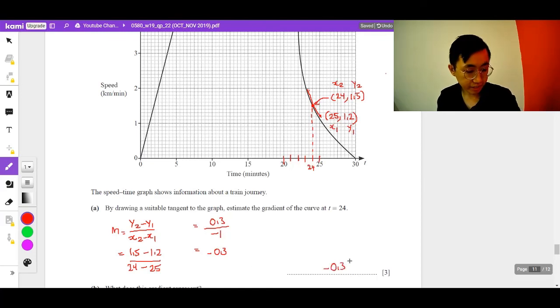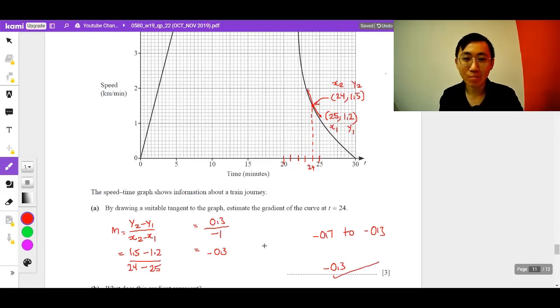Let's check the marking scheme. Alright, the marking scheme says that they are accepting the answer from -0.7 to -0.3. So my answer barely made it, alright? Barely made it. So you want to see the way you drew the tangent. You want to see your working. Finally, your final answer must be within the range, alright? So that is question 23 part A.